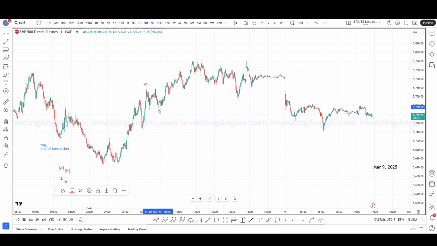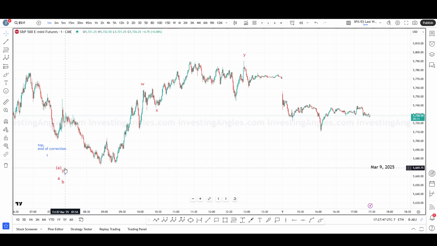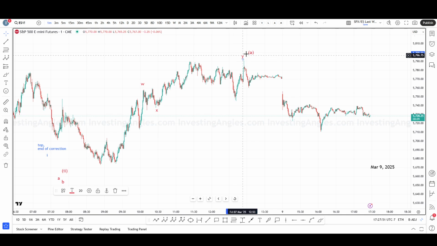So this is what we are working with here. This is WXY because this wave is an ABC itself, or even a WXY itself, because this final wave is clearly a three-waver, and it's not wave C in any way. So that's the perspective, and now we can mark this as potential wave A.